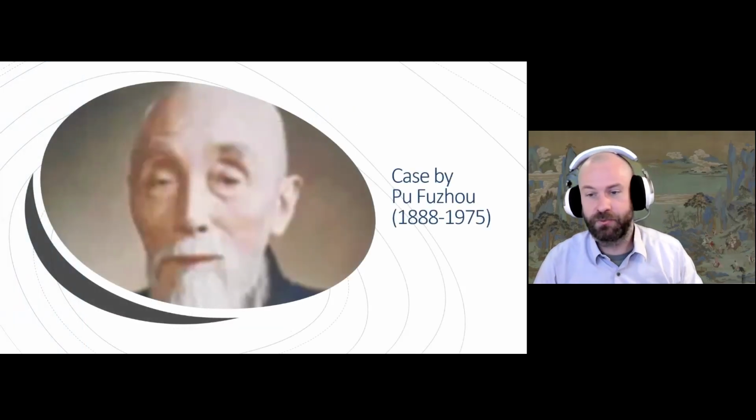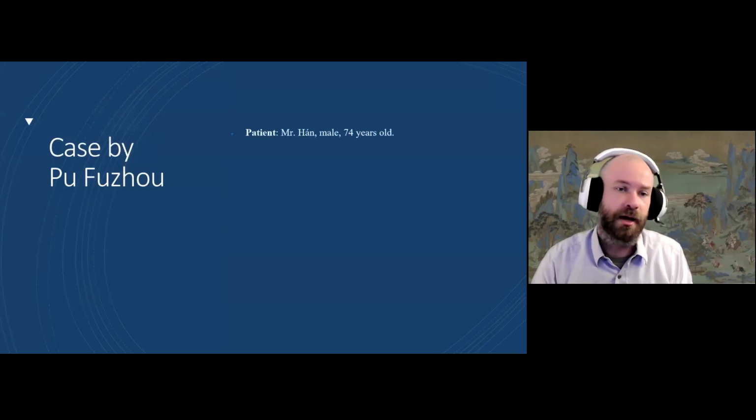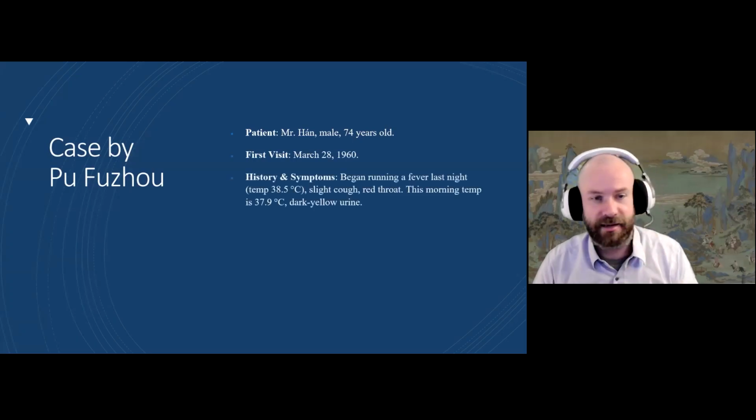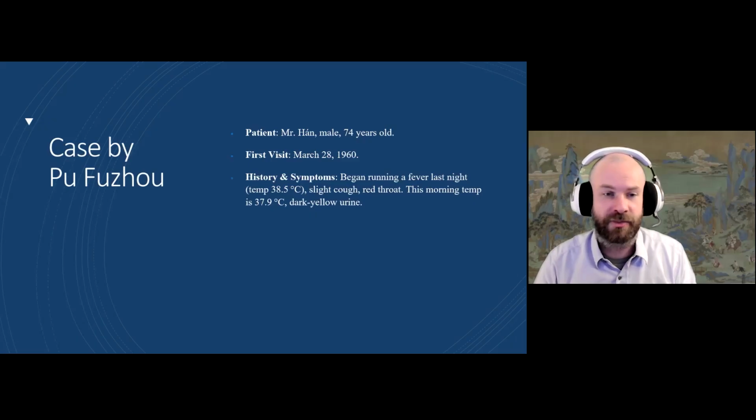A case by Pufu Zhou, he was another famous physician as well. I'm not sure, I think he might have been in Sichuan, but I'm not entirely sure. He had a patient, Mr. Han, male, 74 years old, who came in March 28th, 1960. He began running a fever last night, 38.5, with a slight cough and red throat. This morning his temperature was 37.9 with dark yellow urine.